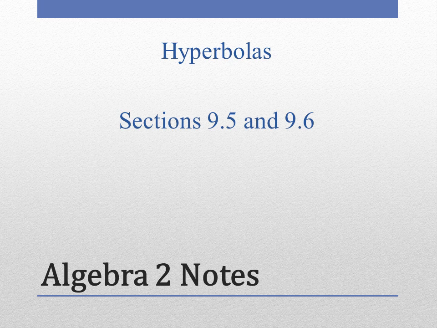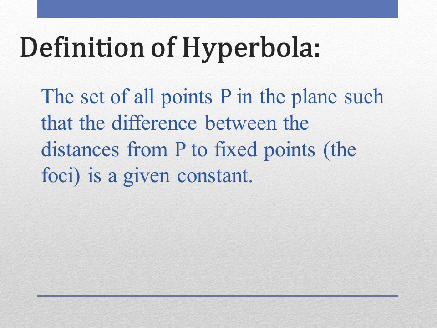We're going to begin a study on hyperbolas. It is the last of the conic sections that we have been learning. We are using a combination of section 9.5 and 9.6 from the textbook. The definition of a hyperbola is the set of all points P in the plane such that the difference between the distances from P to fixed points, the foci, is a given constant.